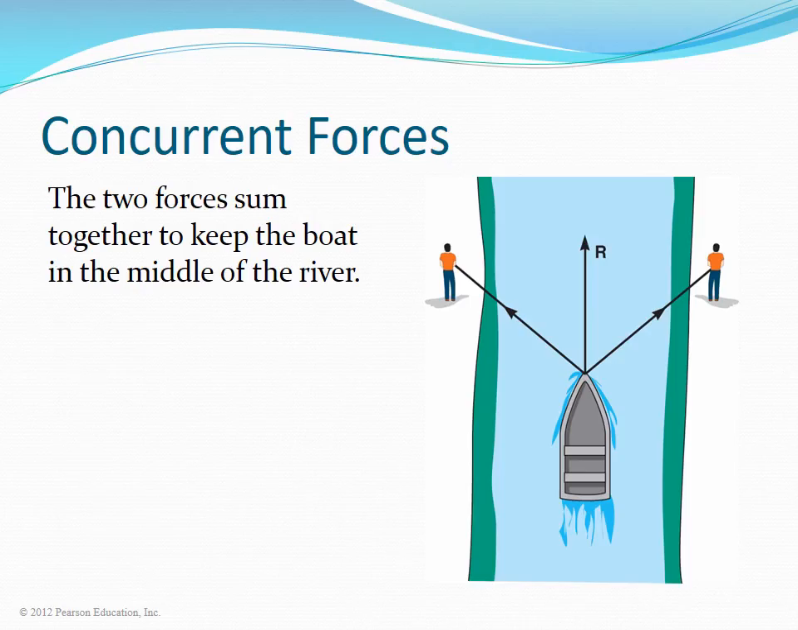In the figure, two people on opposite banks are pulling a boat up a small river. Note that the effort forces must be equal to keep the boat in the middle of the river. The direction of the equal effort forces is along the ropes, and the direction of the resultant force R is upriver. What would happen if the effort forces were not equal?